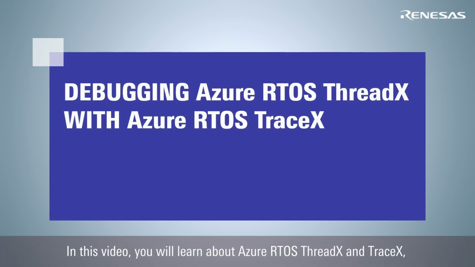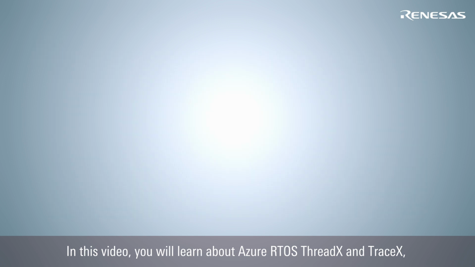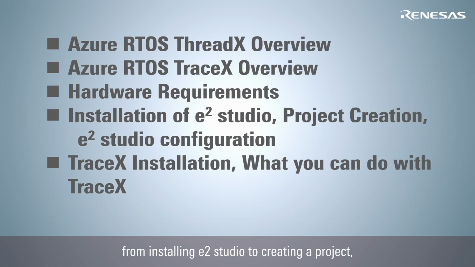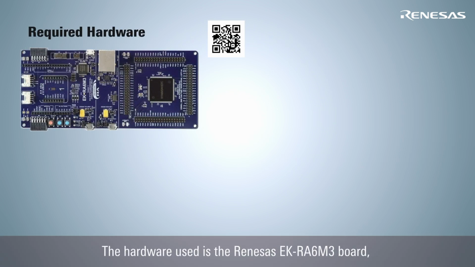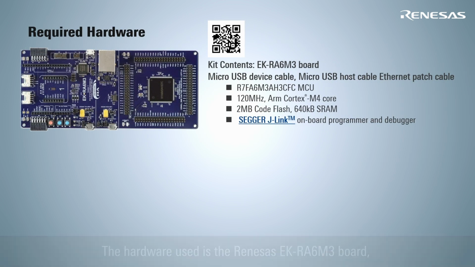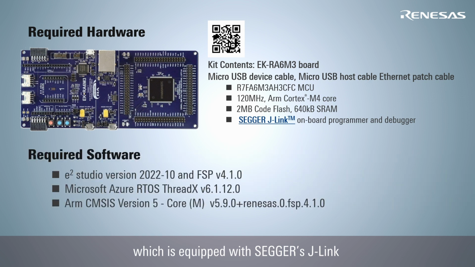In this video, you will learn about Azure RTOS ThreadX and TraceX, from installing E2 Studio to creating a project and installing and using TraceX. The hardware used is the Renesas EK-RA6M3 board, which is equipped with Segger's J-Link, so debugging is possible with this board alone.